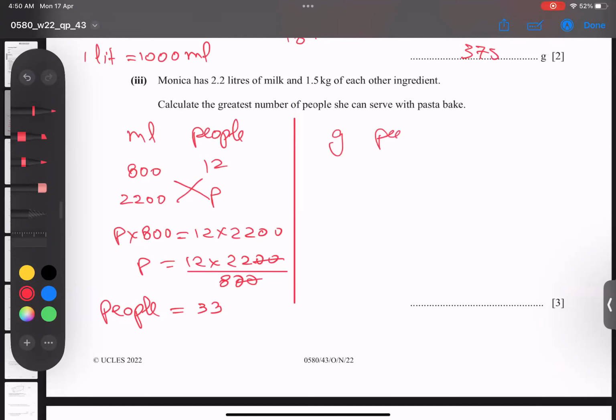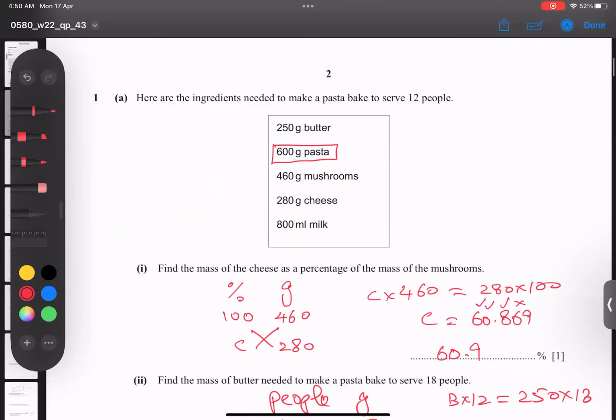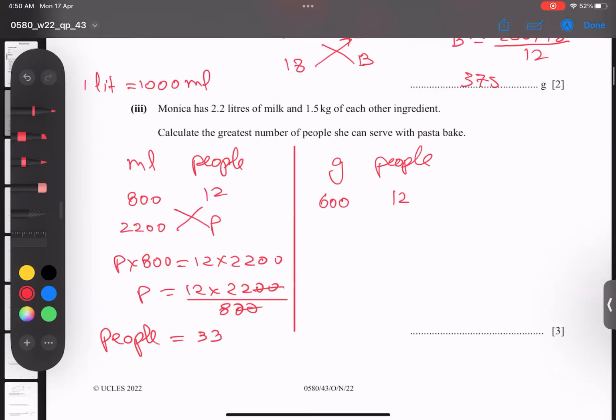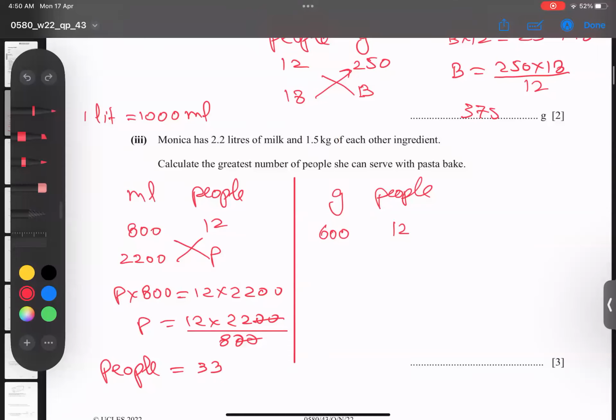Gram and people, and 600 grams for 12 people. And check again. Yeah, 612. And I have now 1.5 kilogram. And 1 kg is equal to 1000 gram. So it means 1.5 into 1000.